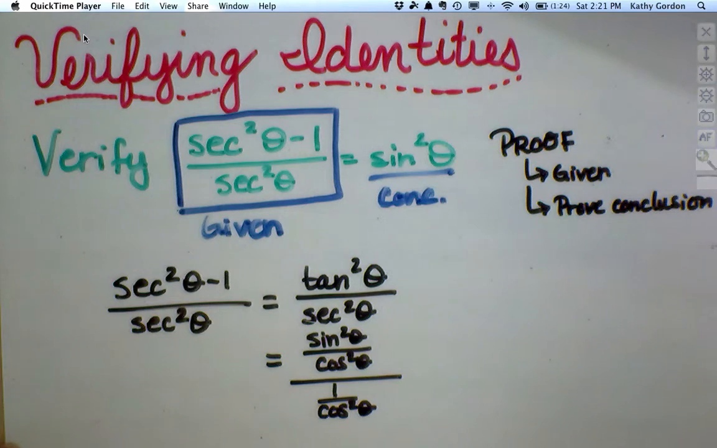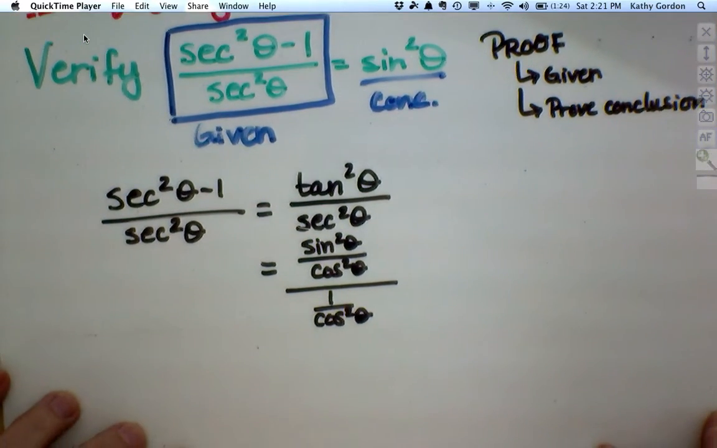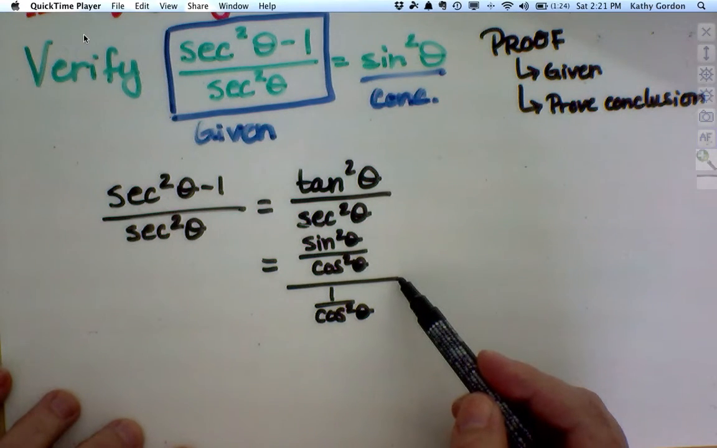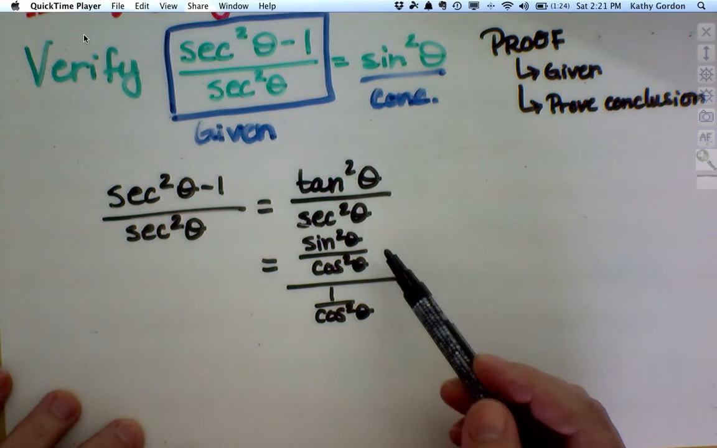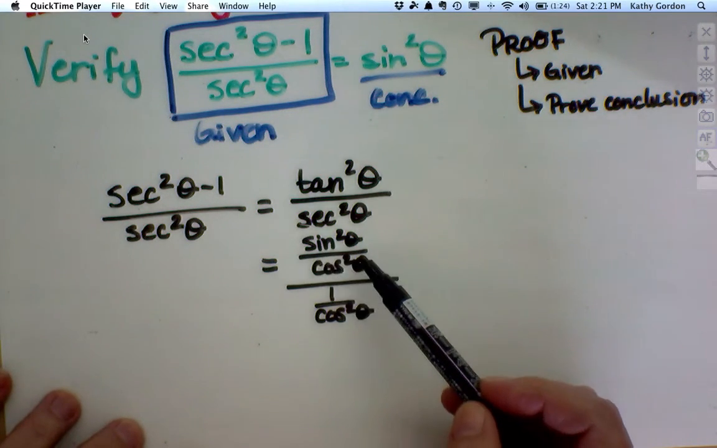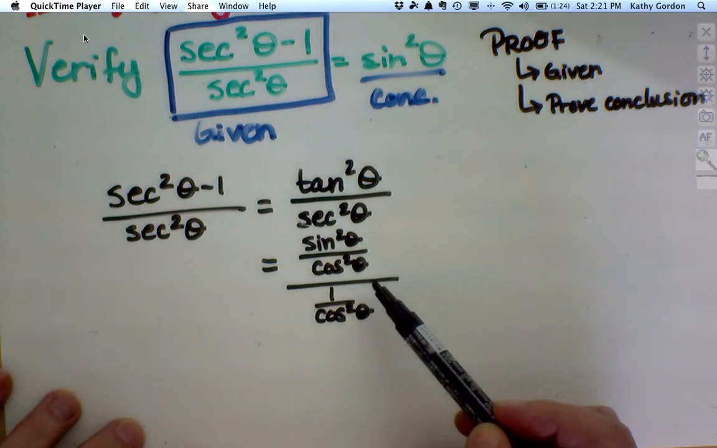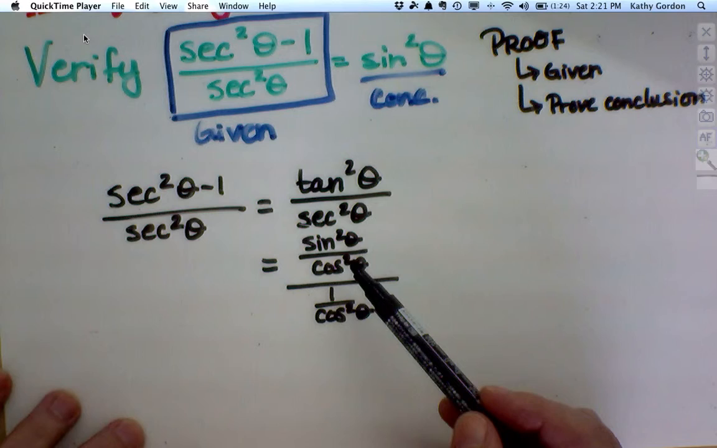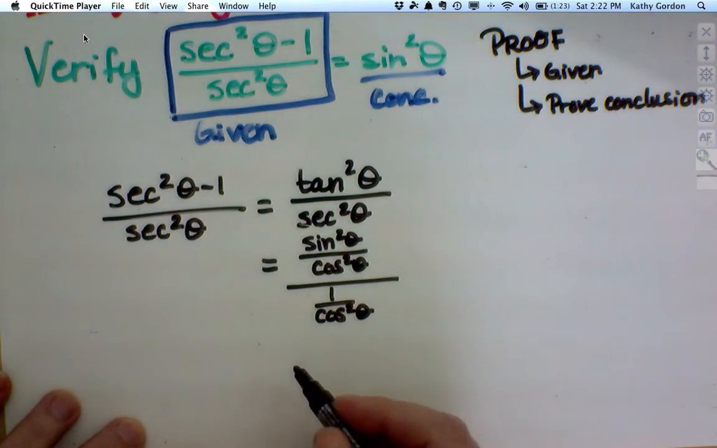Now that might look a little messy at first, but it's actually quite helpful because now we can think of our fractions as division problems. So we can think of this as sine squared of theta over cosine squared of theta being divided by 1 over cosine squared of theta. And we should all know that dividing by a fraction is the same as multiplying by the reciprocal.